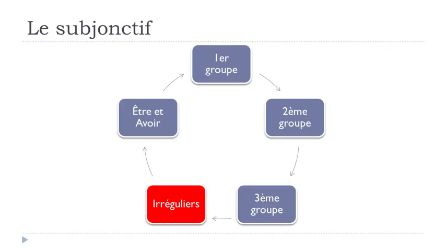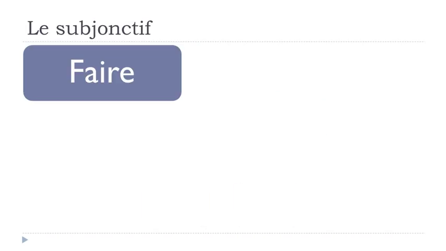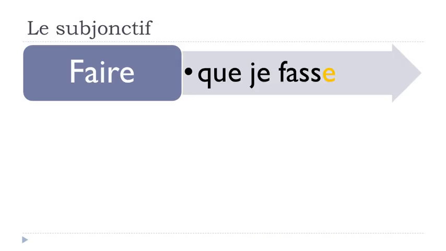Okay, but then of course we've got some irregular verbs because we're talking about the French language. So let's start now. The verb faire, to do, will become que je fasse. So here you've got the ending, and it means that this first part will stay the same. You just need to change the endings. Que tu fasses, qu'il fasse, etc.